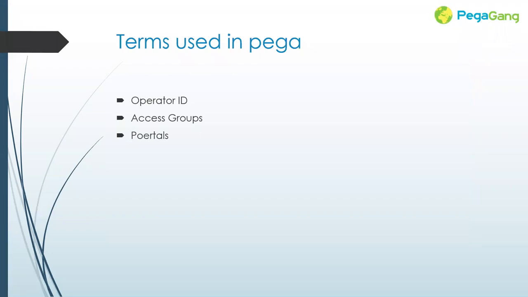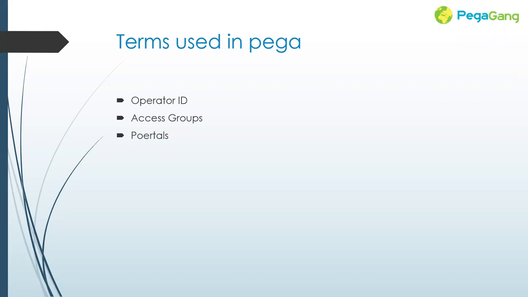So next I want to discuss a few of the terms used in Pega. These are the simple terms which are required for the testing person to know. One is operator ID, the other one is access groups, and the third one is portals. What is an operator ID? Operator ID is nothing but the login ID with which we log in to the Pega application.